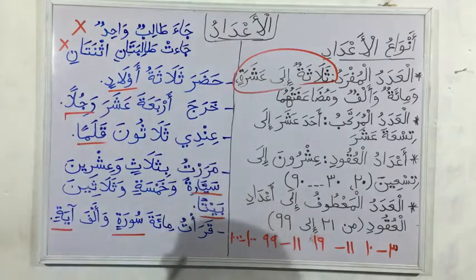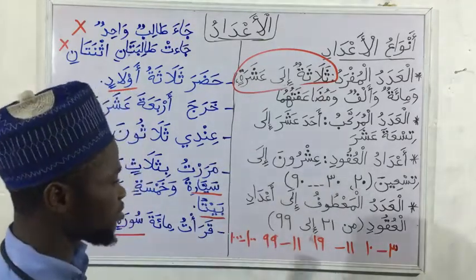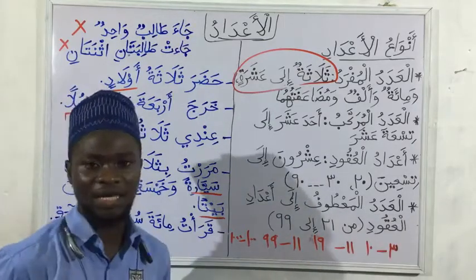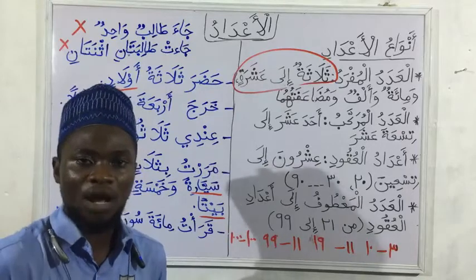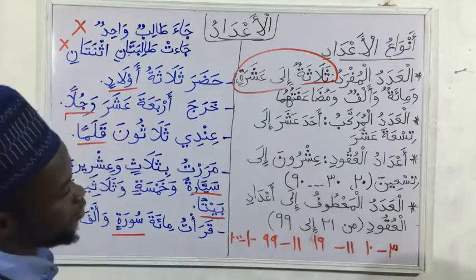So this is just a brief introduction of adad. And in consequent classes, in classes to come, we are going to be looking at those types individually, and we will be able to form words with their numbers by ourselves.